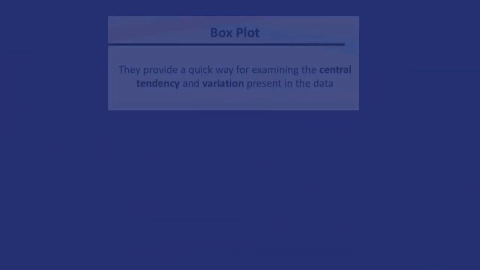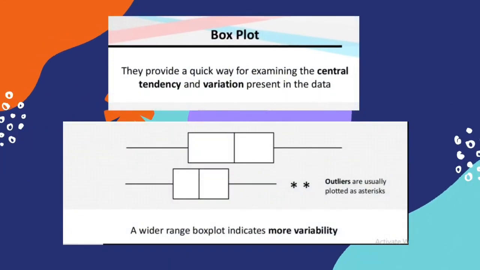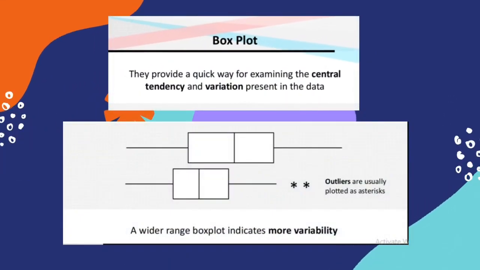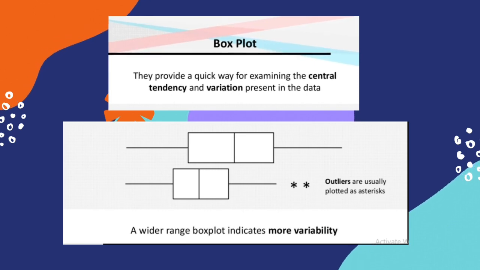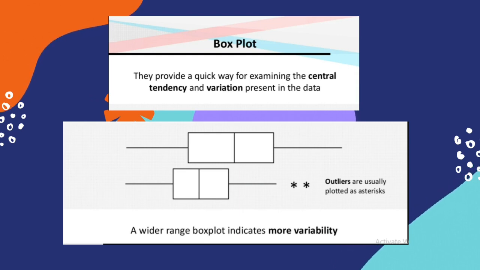Box plot. They provide a quick way for examining the central tendency and variation present in the data. Outliers are usually plotted as asterisks. A wider range box plot indicates more variability.